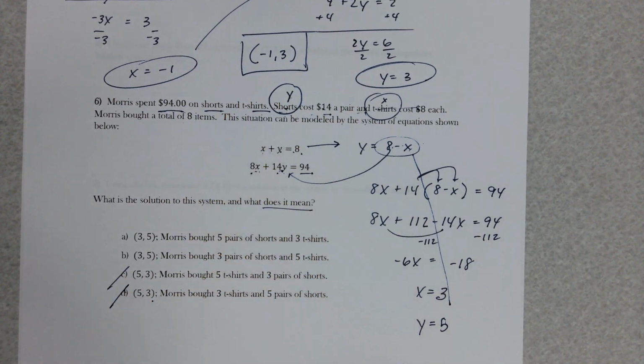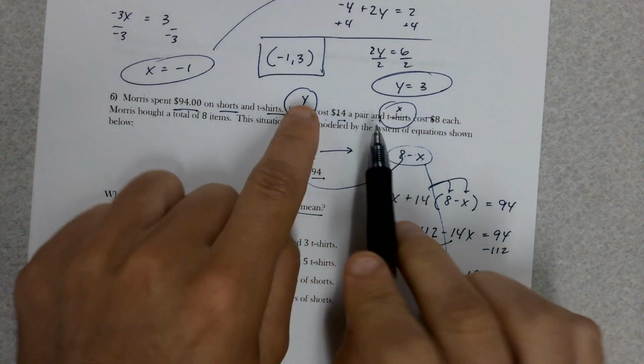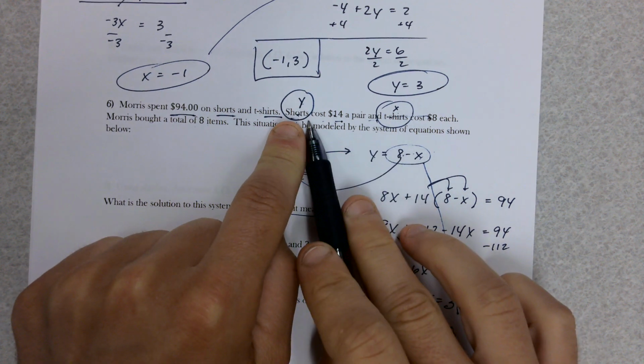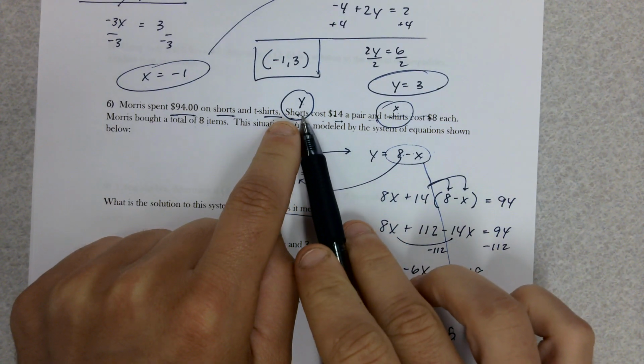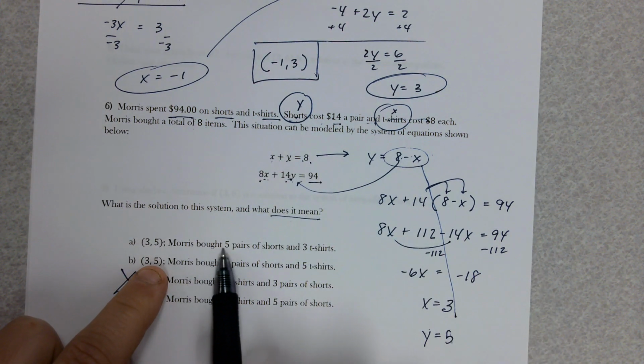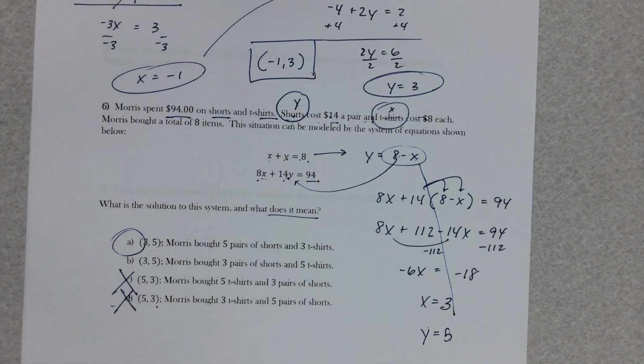So it's not C, it's not D. It's either A or B. And here's why it was important to read carefully. Shorts is y. Y is 5. 5 shorts were bought. Letter A has got to be my answer.